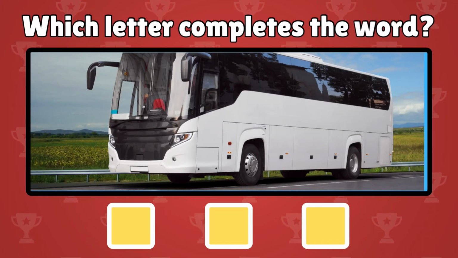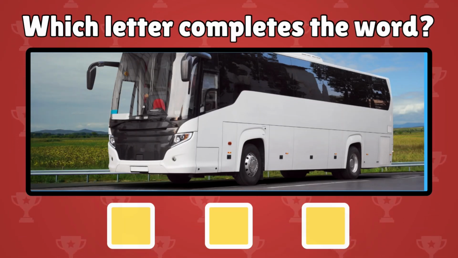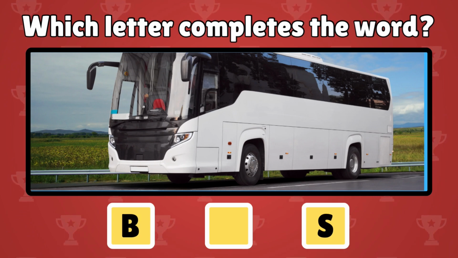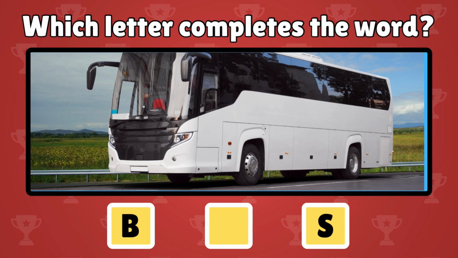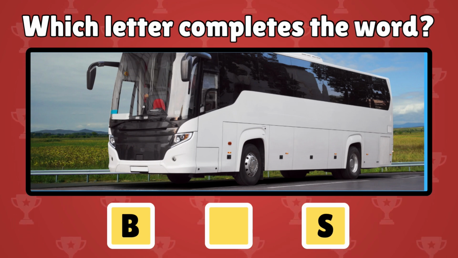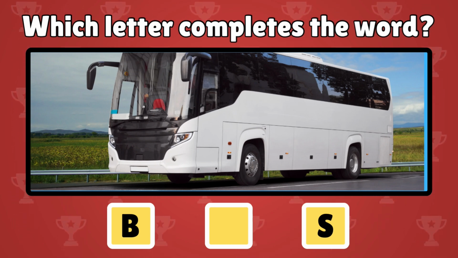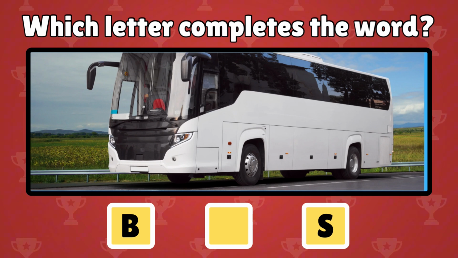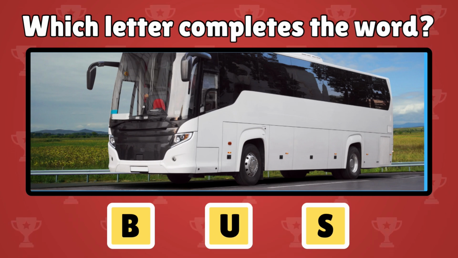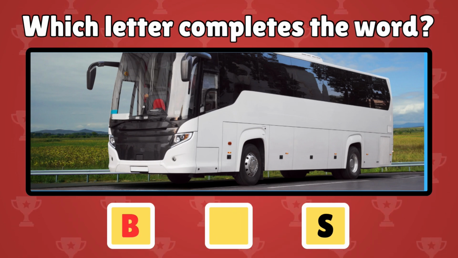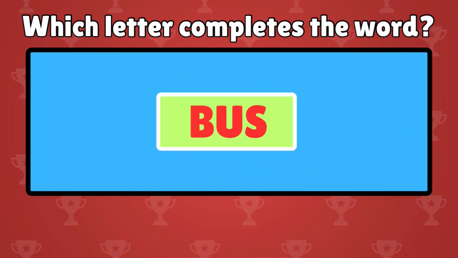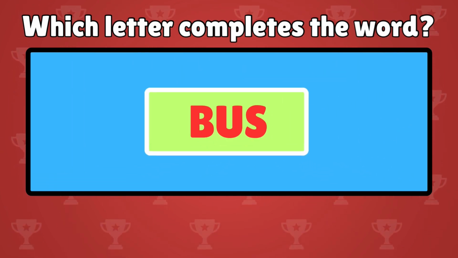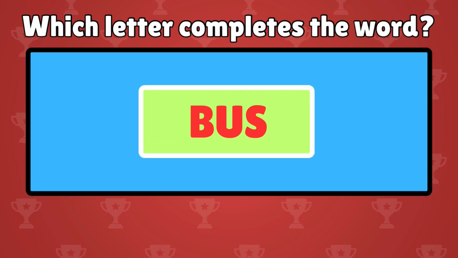Look at the picture. It is a bus. Here, vowel is missing. B, S. Which letter completes the word? It is U, B, U, S. Bus. Can you say it again? B is for bus. Bus.